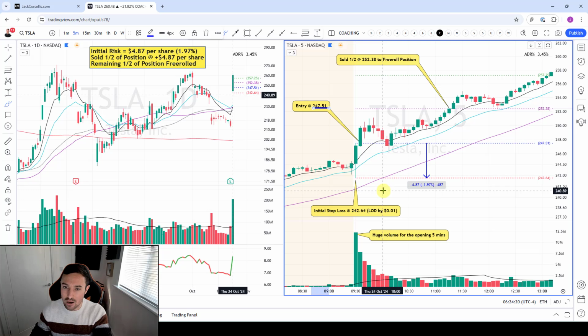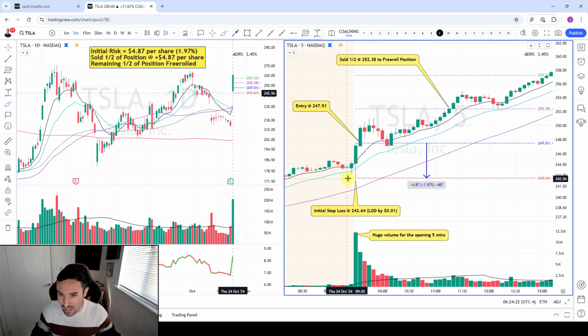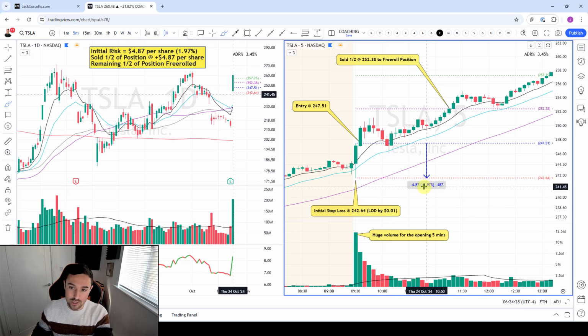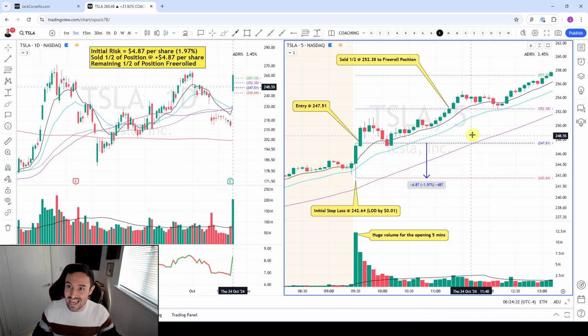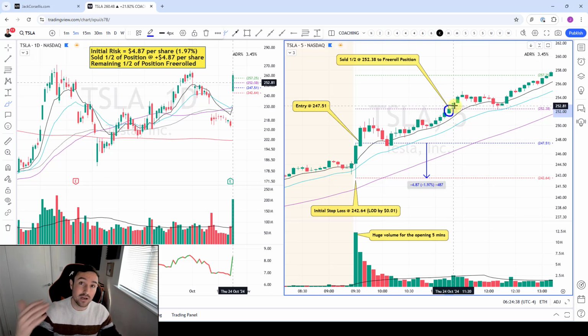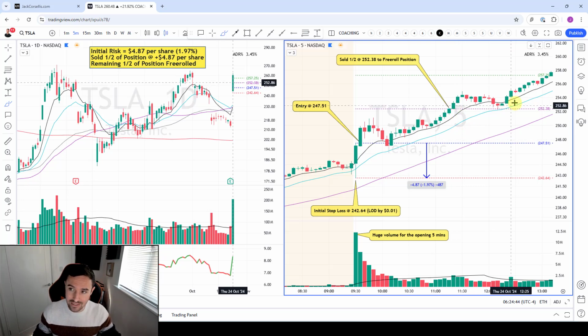So I've just rounded it up there to the penny, and then my initial stop loss is going on the low of the day by a cent, so that's going to be at 242.64, which equates to an initial stop loss of 1.97%. Then at 11:18 a.m. I'm selling half of the position at 252.38 to free roll the trade. Don't worry, we're going to come onto that concept of free rolling trades so you can learn all about that, because I think it's a really important part of trading. So that's kind of a broad brush overview there of the chart. We're now going to start going through the specifics.